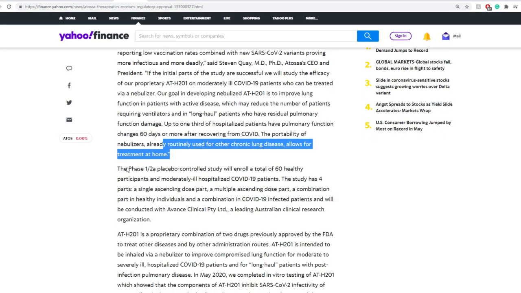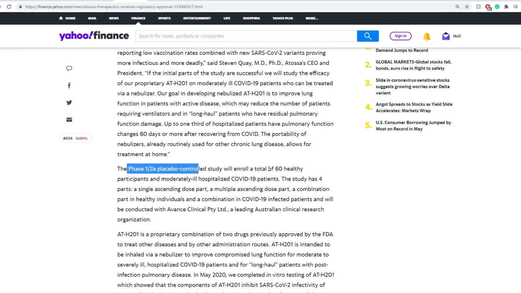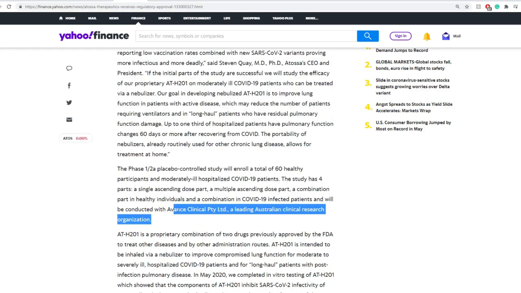And they do talk about the phase 1A placebo control study will enroll a total of 60 healthy participants and moderately ill hospitalized COVID-19 patients. This study has four parts: a single ascending dose part, a multiple ascending dose part, a combination part in healthy individuals, and a combination part in COVID-19 infected patients that will be conducted with Advanced Clinical Party Limited.